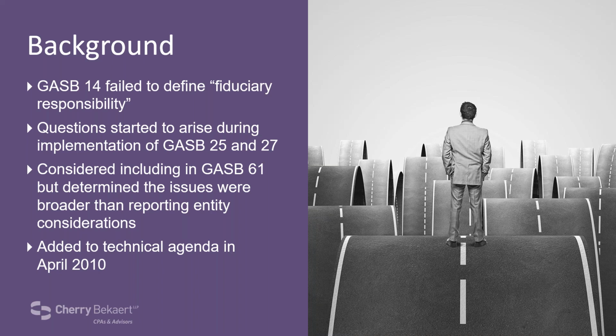The lack of guidance became an even bigger issue in 1994 when the GASB issued Statements 25 and 27, which were the original post-employment benefit standards. The GASB received numerous questions about whether particular post-employment benefit plans should be reported as fiduciary activities. It took until 2010 for the GASB to begin considering to include guidance on activities that should be reported as fiduciary funds in Statement 61, but ultimately they decided that Statement 61 wasn't the place to address fiduciary activities. At that time, fiduciary activities was added to the technical agenda, and in 2017, Statement 84 is finally issued.